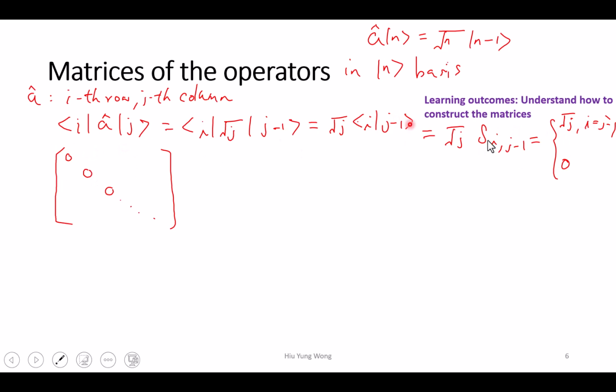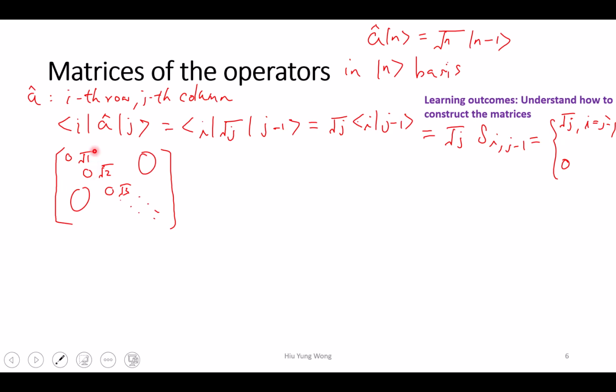When i is 1, j is 2, I get square root 2. Thank you. But I started with i equal to 0. Okay, thank you, so you are right. Thanks for saving me. So start with square root 1, not 0. And then this will be square root 2, square root 3. Keep going down. And then the rest is 0.